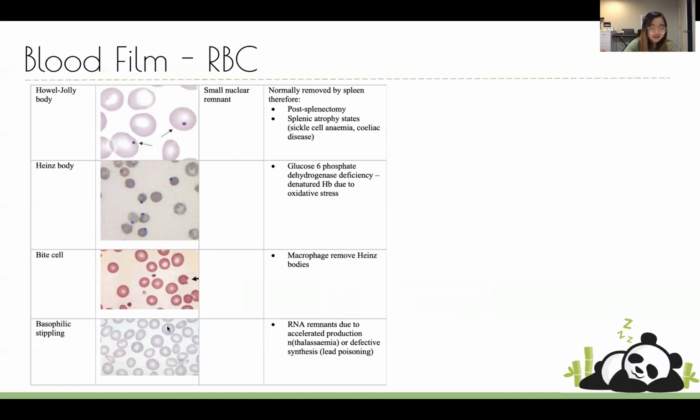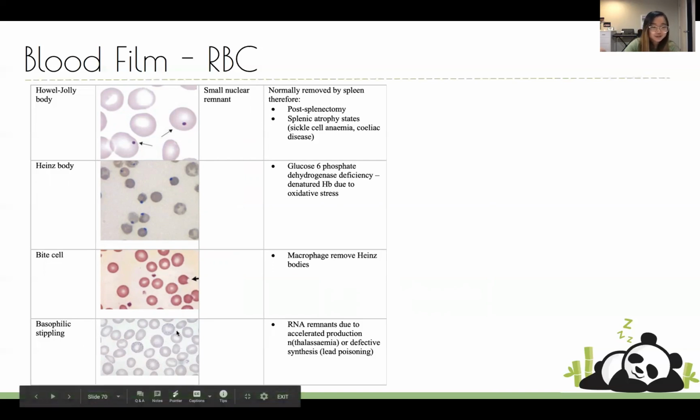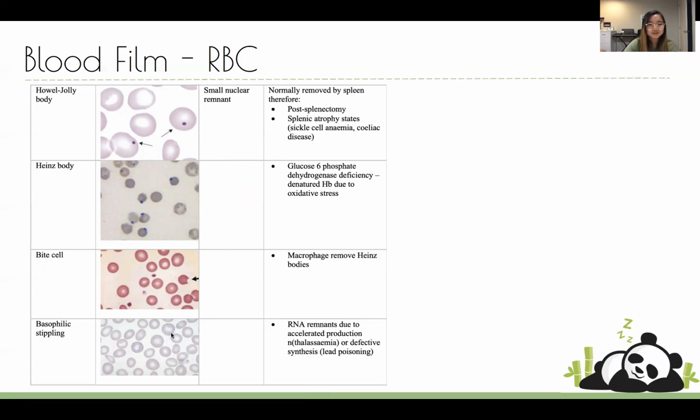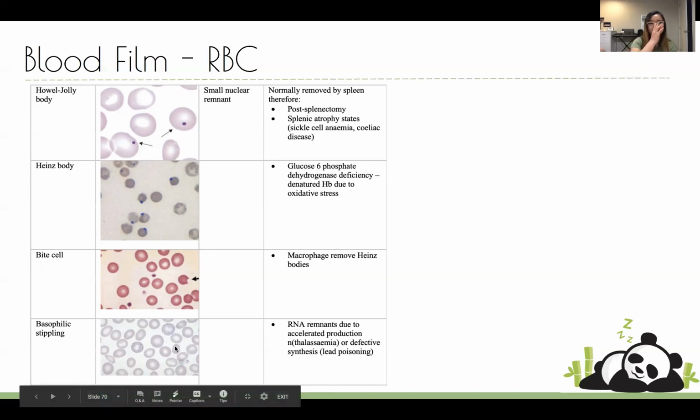Basophilic stippling, like here, I don't know if you can see, it's a little bit small, but they've got little dots on them. Again, not really important, but they're just RNA remnants due to accelerated production or defective synthesis. So like thalassemia, lead poisoning.